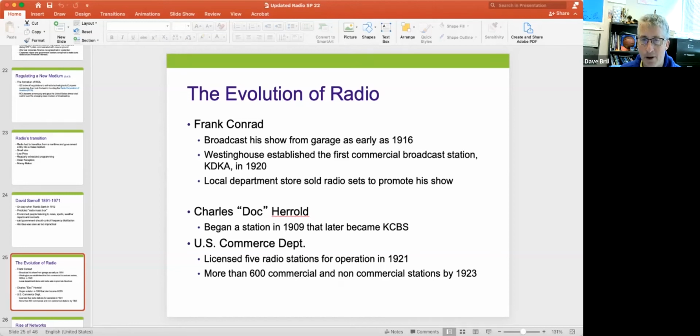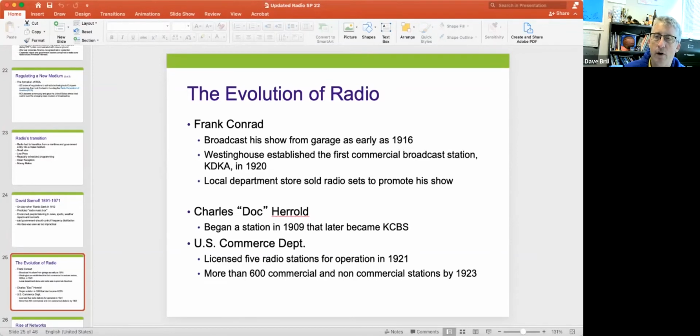He ran it out of his garage, by the way, right? And then a local department store sold radio sets to promote his show. So there was right away this connection, going back to Sarnoff, who said you had to connect corporate America to this idea of radio. Frank Conrad was one of the first to figure out that he could use this new technology to sell things like radio sets, to sell things on behalf of Westinghouse by using his radio program to promote it, right? Charles Doc Harold began a station in 1909 that later became KCBS.